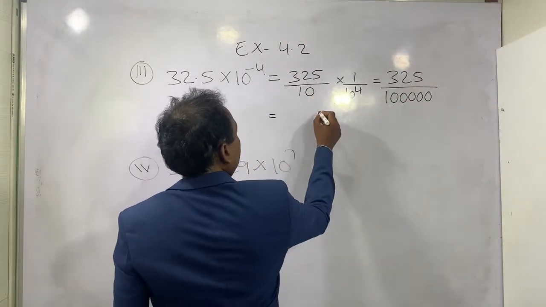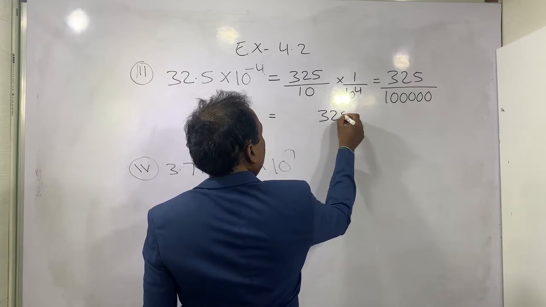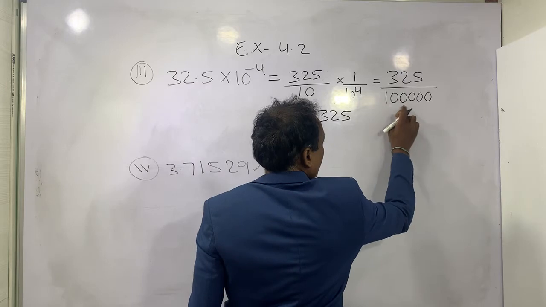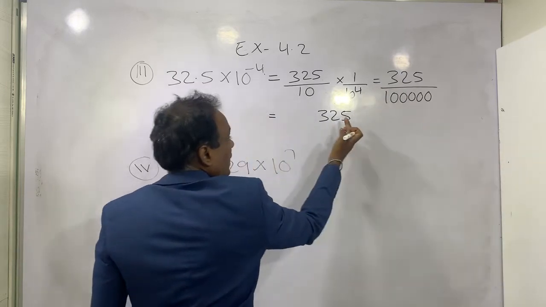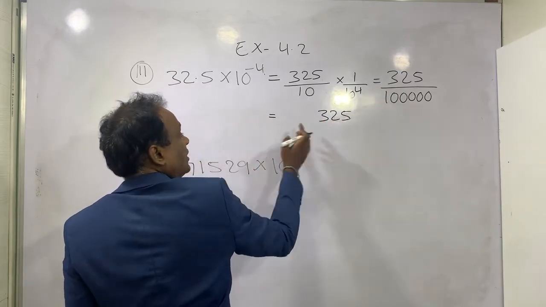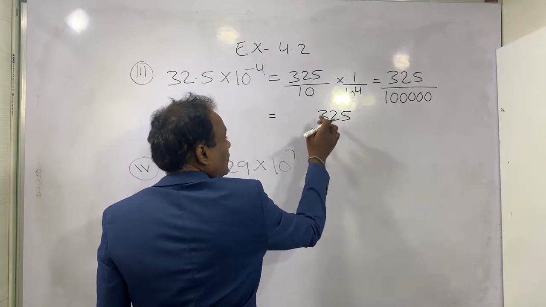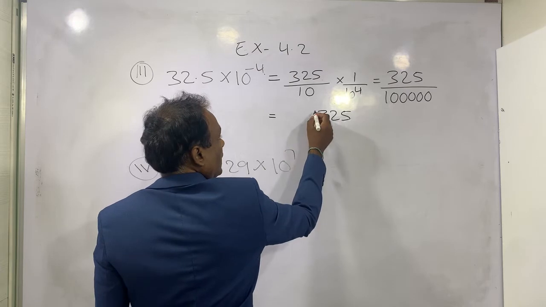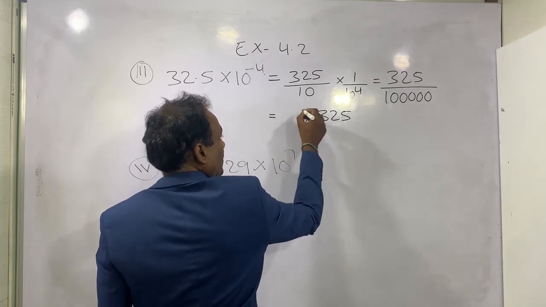See here. 3, 2, 5. 1, 2, 3, 4, 5 zeros. To remove these 5 zeros, the decimal should be kept before 5 digits. 1 digit, 2 digits, 3 digits. So total 5 digits. 1, 2, 3, next 4, 5, decimal.